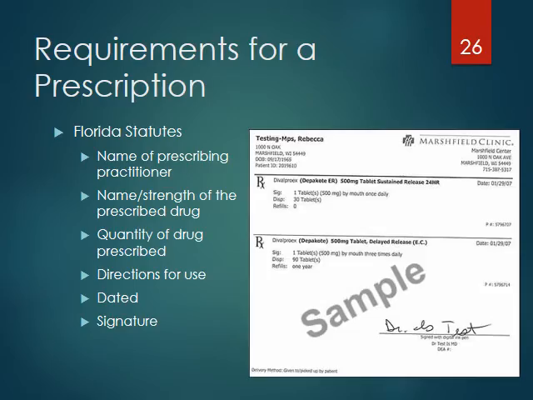As far as requirements for a prescription, here are some of the Florida statutes and some of the things that are necessary for it to be a valid prescription. Again, this may change a little from state to state, and you'll see different regulations based on things like whether Medicaid is paying for it. But in general, this is what needs to be on the prescription: the name of the prescribing practitioner, the name and strength of the prescribed drug, the quantity being prescribed, and clear directions for use. It should be dated and also have a signature, whether electronic or handwritten.